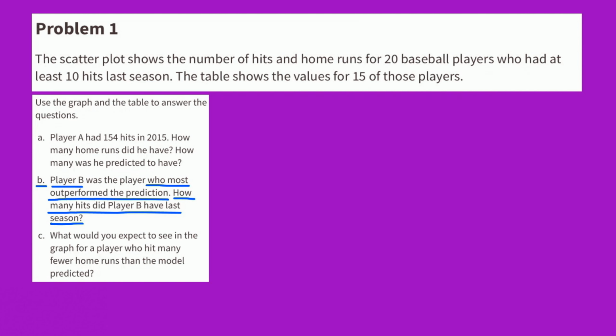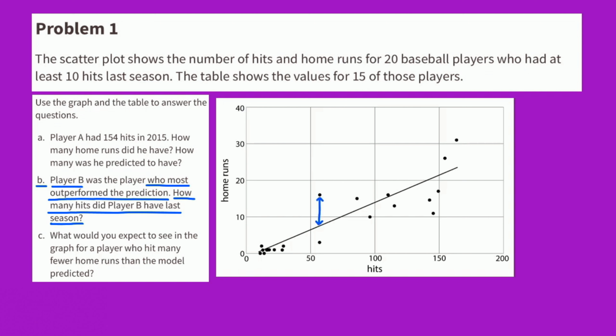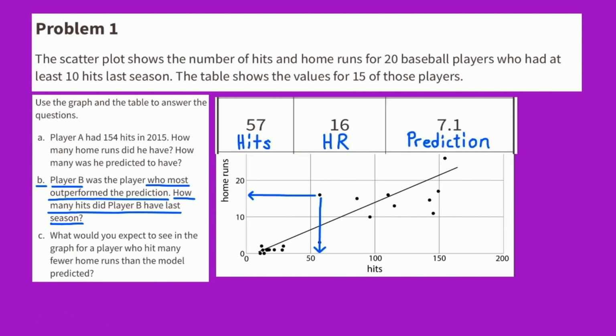B. Player B was the player who most outperformed the prediction. How many hits did player B have last season? The graph showed that player B has a little bit more than 50 hits and a little bit more than 15 home runs. So on the table, player B must have 57 hits, 16 home runs, and the prediction was 7.1 home runs.